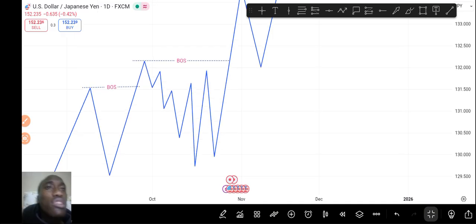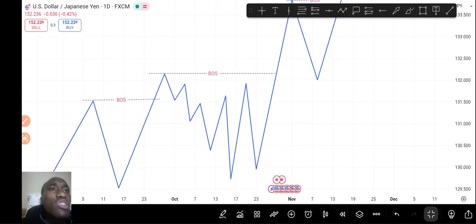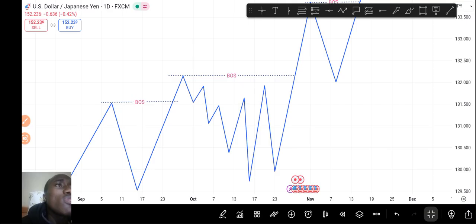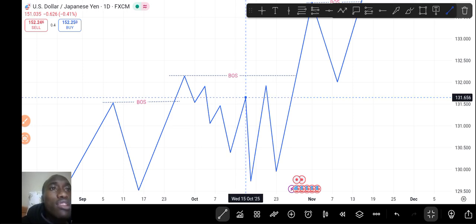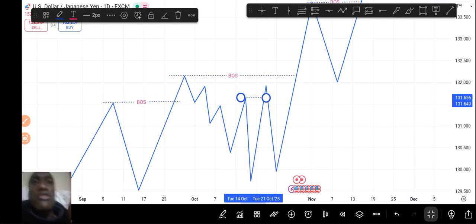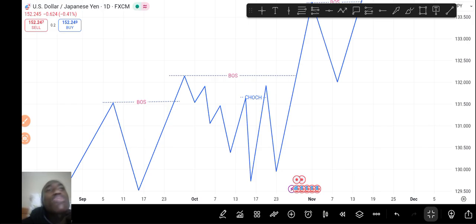Look at this. This is our change of character. Instead of making lower lows and lower highs, it decided to make a higher high. Instead of going down like the trend was, it started going upside here. Now this becomes our change of character. It was a downtrend, but now it is an uptrend. Now when you see a change of character, the trend is changing.